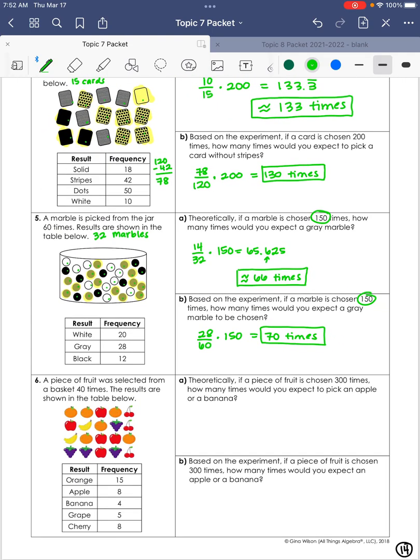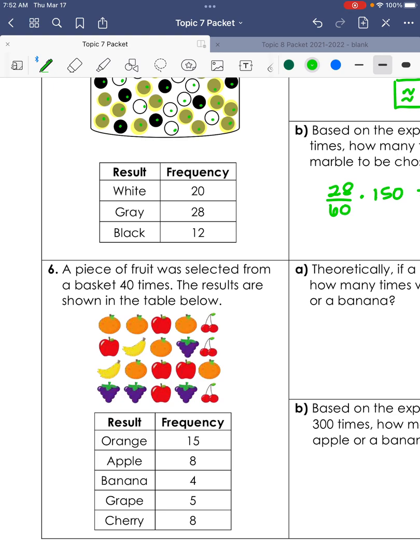Okay, let's move on to the last one, number 6. A piece of fruit was selected.